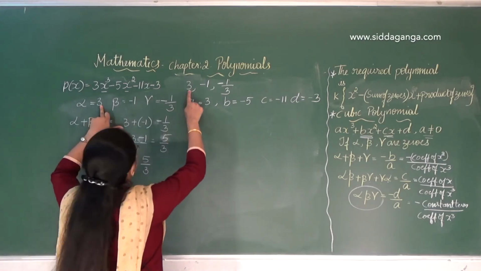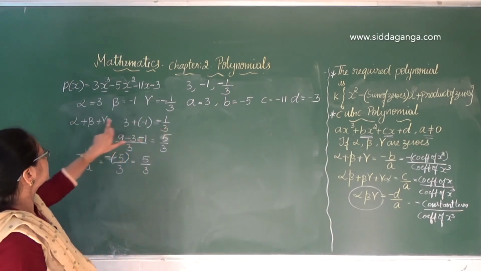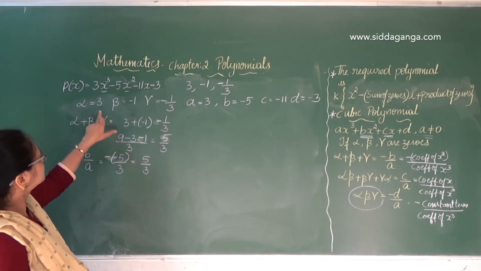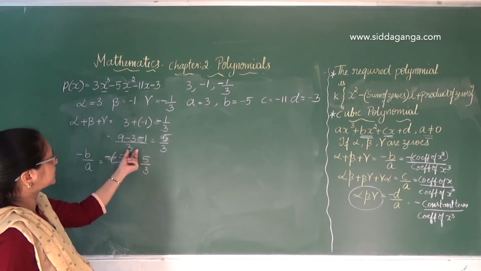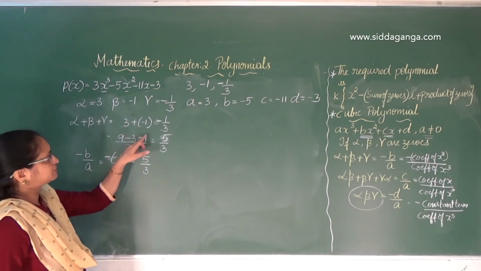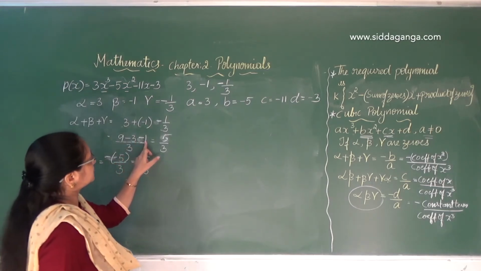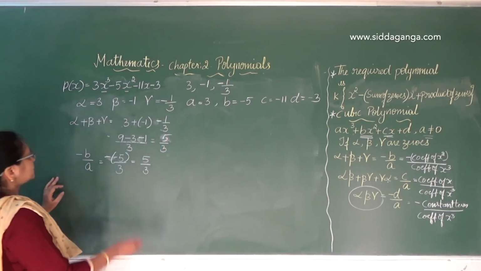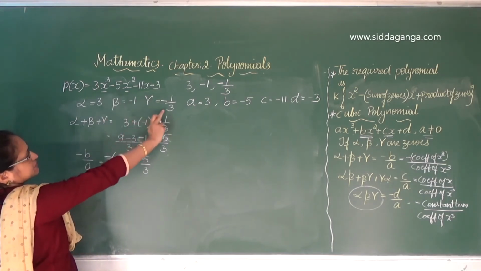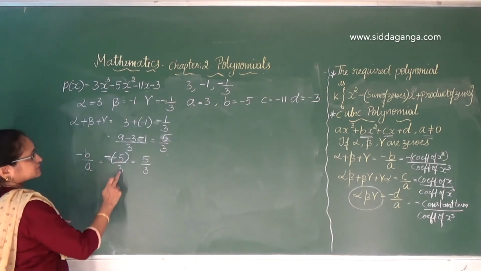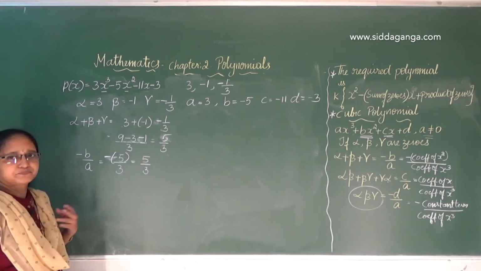See here, alpha is 3, beta is minus 1 and gamma is minus 1 by 3. Now here alpha plus beta plus gamma is 3 minus 1 minus 1 by 3, means here LCM is 3 and 9 minus 3 minus 1 is equal to 9 minus 3 is 6, 6 minus 1 is 5 by 3. Now minus b by a is nothing but minus of minus 5, so 5 by 3. Hence these two are equal.